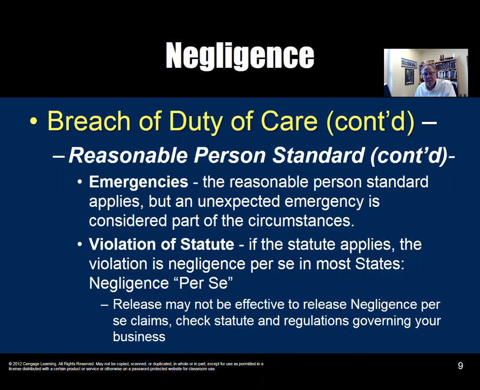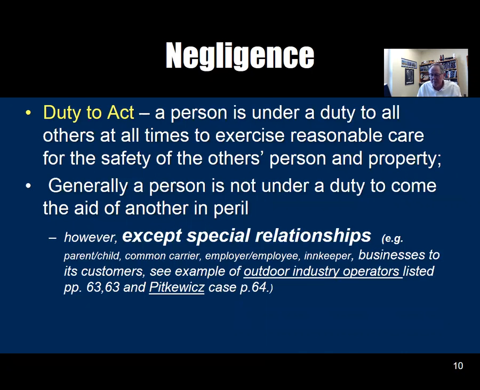So the key is to make sure that you're aware of all of the statutes and regulations that govern your industry. First of all, you have to have a duty. Is there a duty to act? And believe it or not, generally, the law does not require a person to come to the aid of another in peril unless there's a special relationship between the parties.